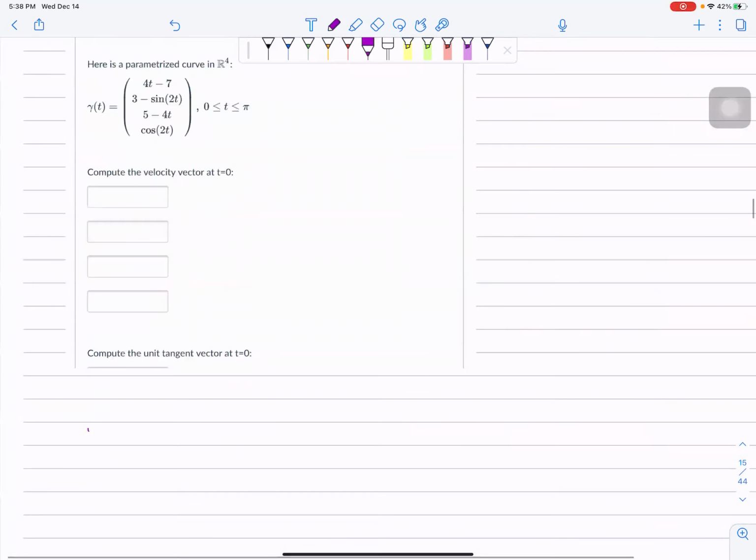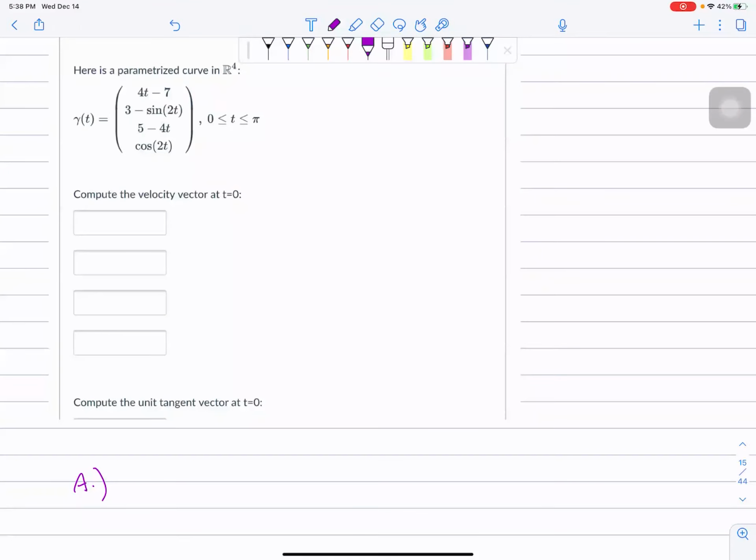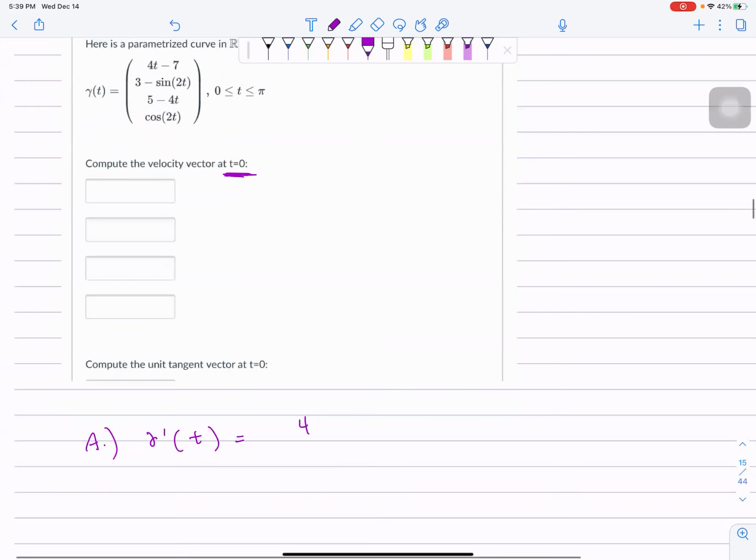So part A, find the velocity vector of this parameterized curve. That's going to be, I take the derivative, and they say find the velocity vector at t equals 0. So first, let's find the velocity vector. I take the derivative with respect to t. Derivative of 4t minus 7 is 4. Derivative of 3 minus sine 2t is negative 2 cosine 2t. Derivative of the third row is negative 4. Derivative of cosine 2t is negative 2 sine 2t. So that's my velocity vector.